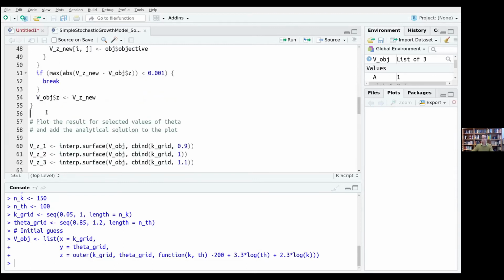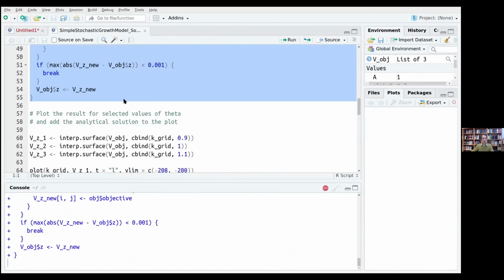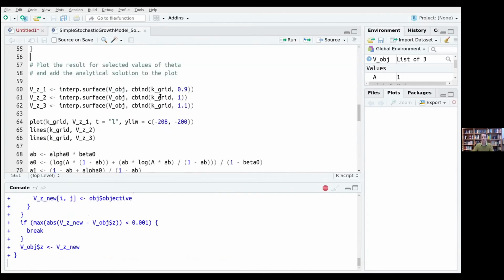Okay. Any questions? Maybe we should just run that because it's really slow. And again, this is not efficient programming, but I hope that you can see the close relation between the program and the theoretical concept, the Bellman equation. So this is really a numerical representation of the Bellman equation and the value function iteration.